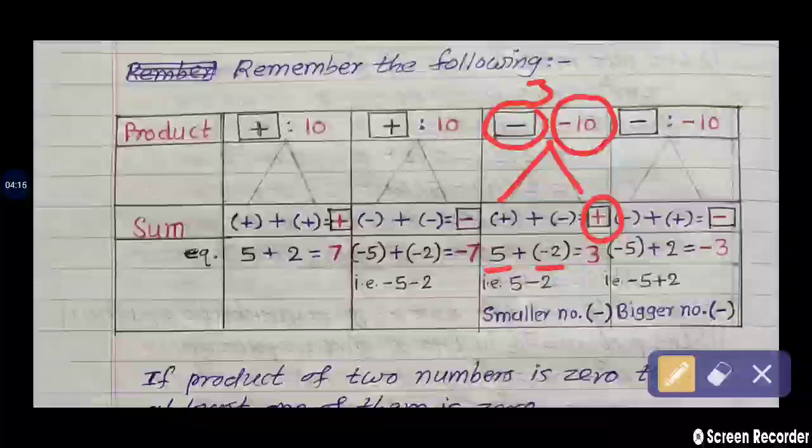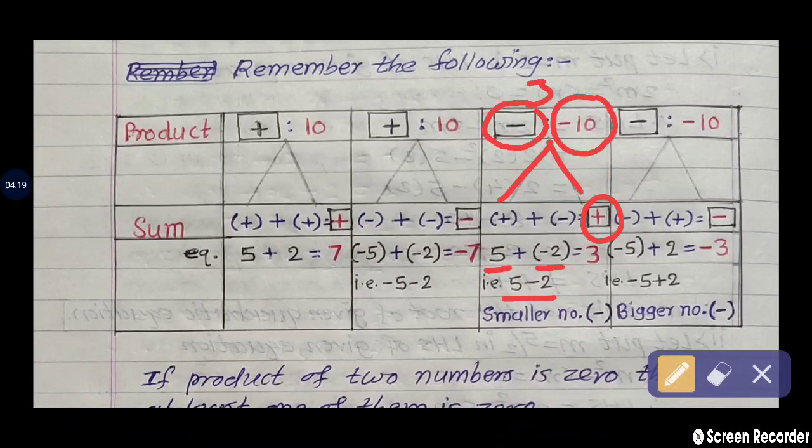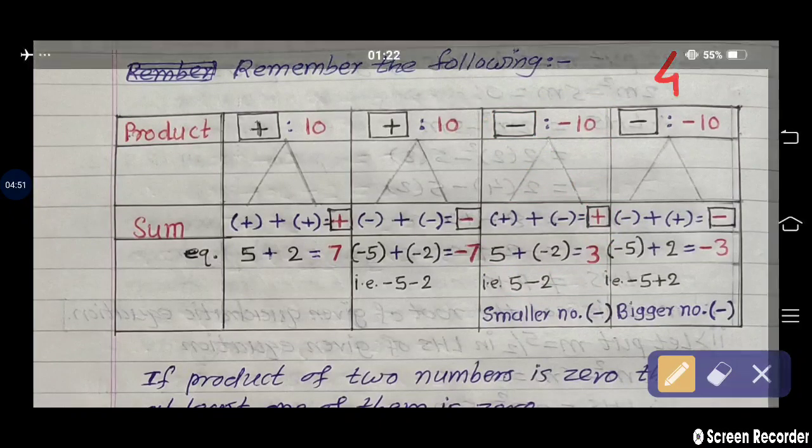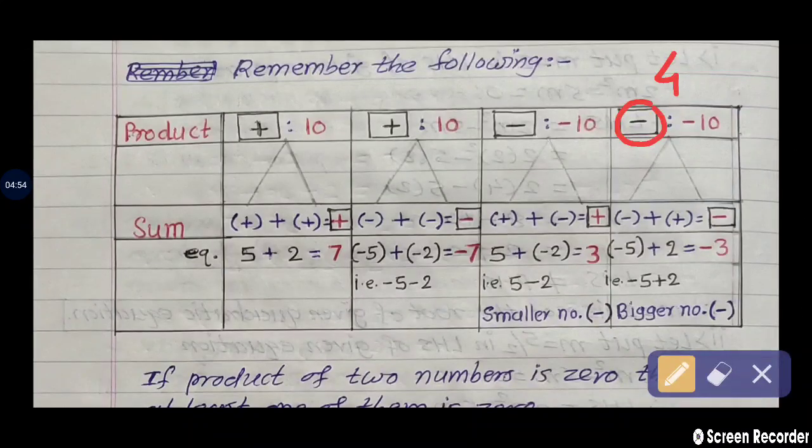And 5 plus of minus 2 means what? 5 minus 2. So we are getting the answer plus 3. So we are getting the product minus. When we are getting the product minus, out of the two numbers, any one number has a minus sign. But if we require the sum positive, then the bigger number has the positive sign and the smaller number has the negative sign. These rules are very important. Keep them in your mind. And the fourth rule is, check here. If product is minus and sum is also minus.